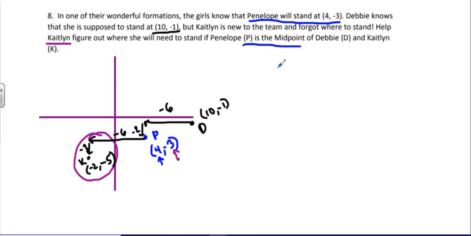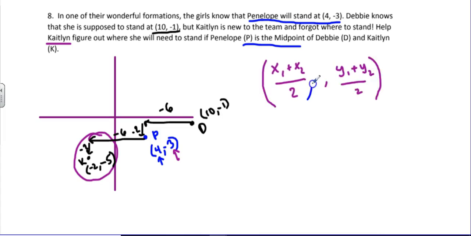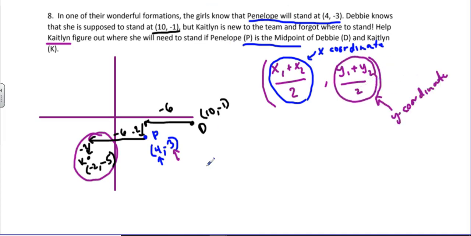Another strategy would be to use the midpoint formula: x sub 1 plus x sub 2 divided by 2, and y sub 1 plus y sub 2 divided by 2. With this formula, remember this part right here is going to give you the x coordinate of the midpoint, and this other part is giving you the y coordinate of the midpoint. For this problem, we already know the x and y coordinate of the midpoint. We know that the x coordinate is 4 and the y coordinate is -3. What we needed to find was one of the other endpoints.